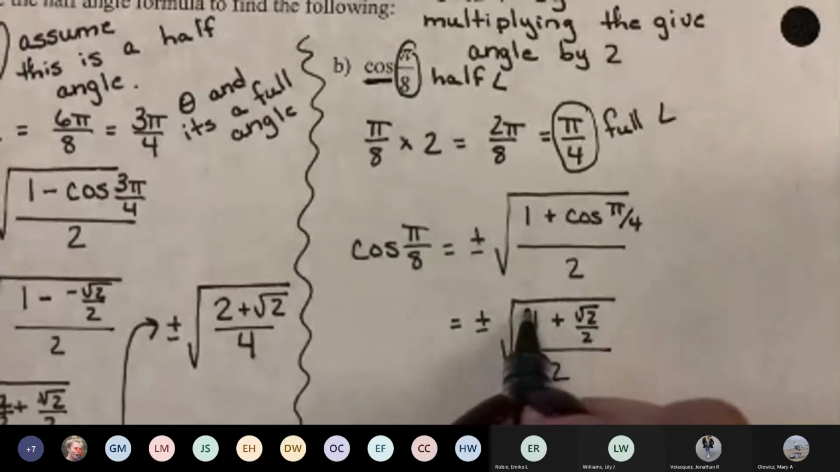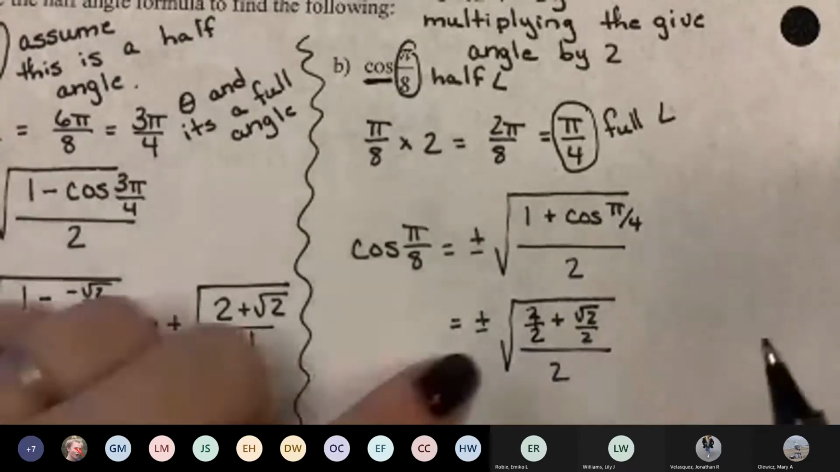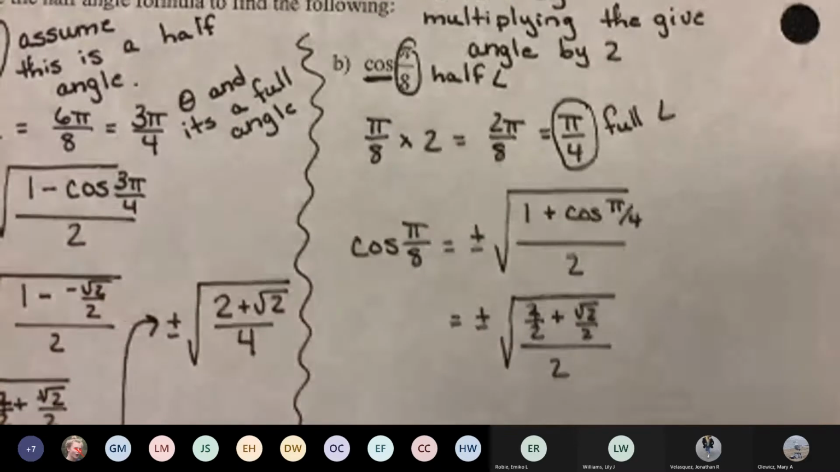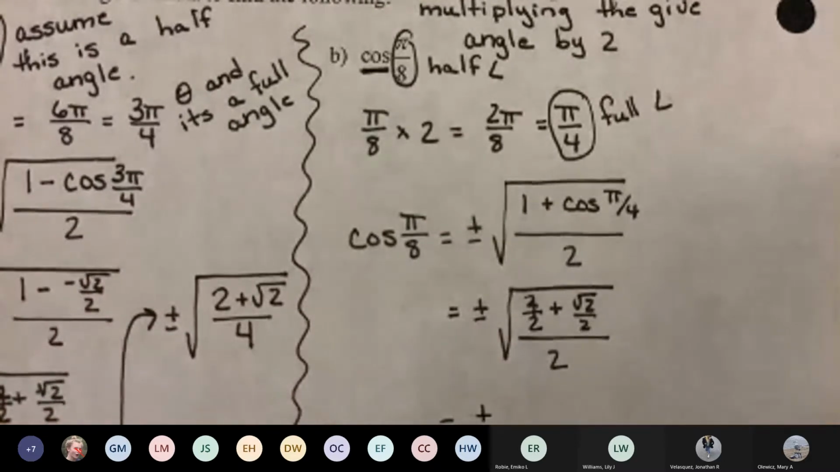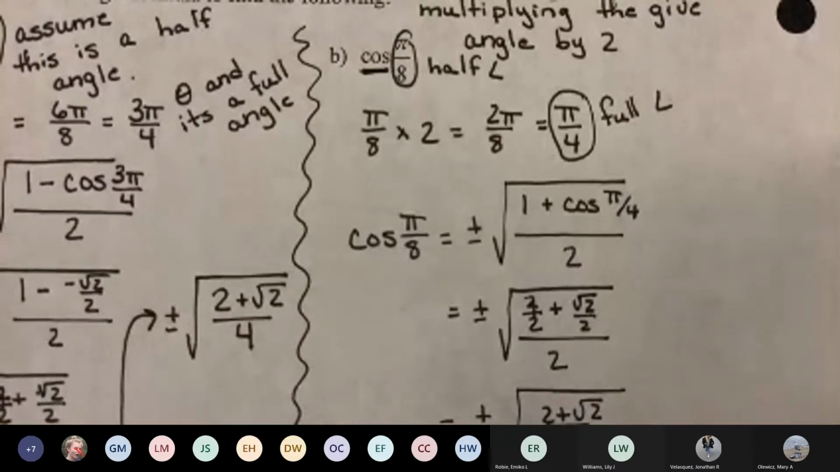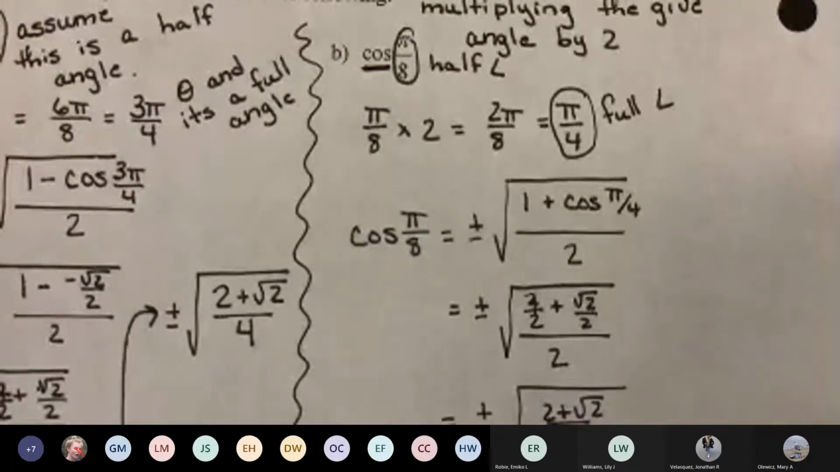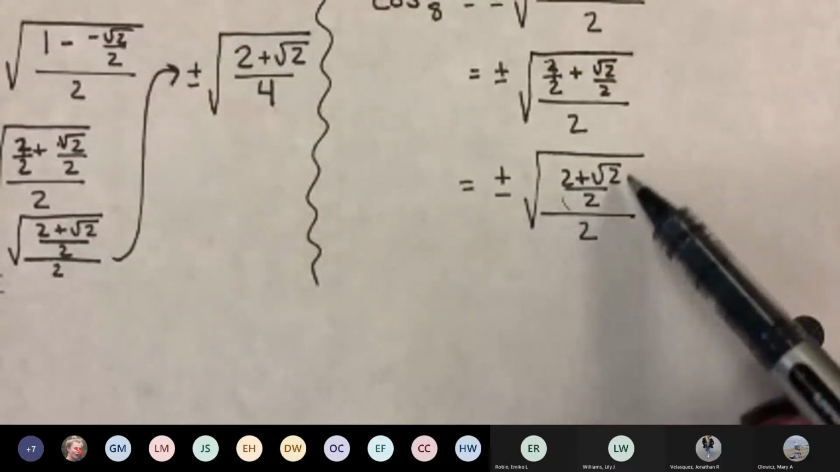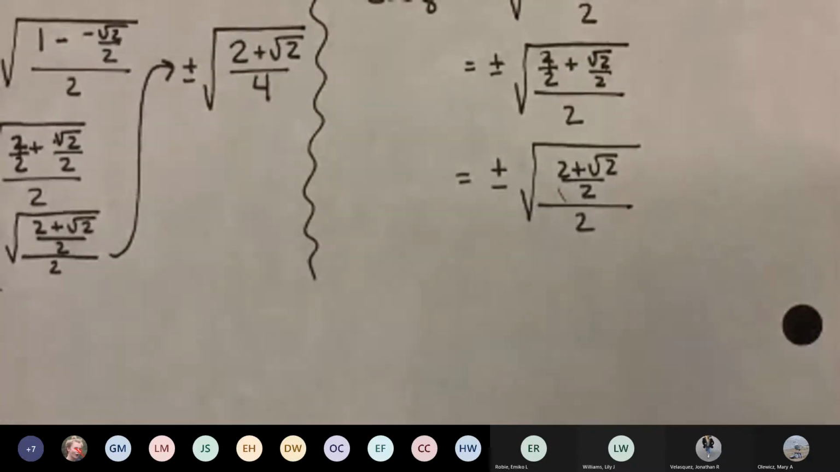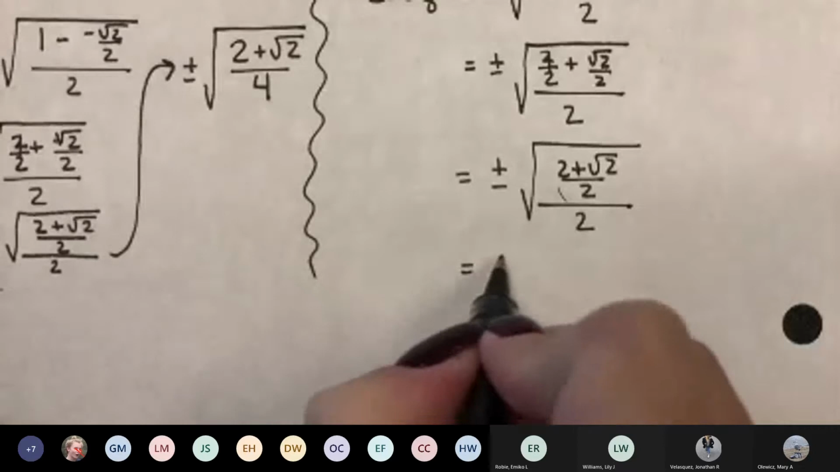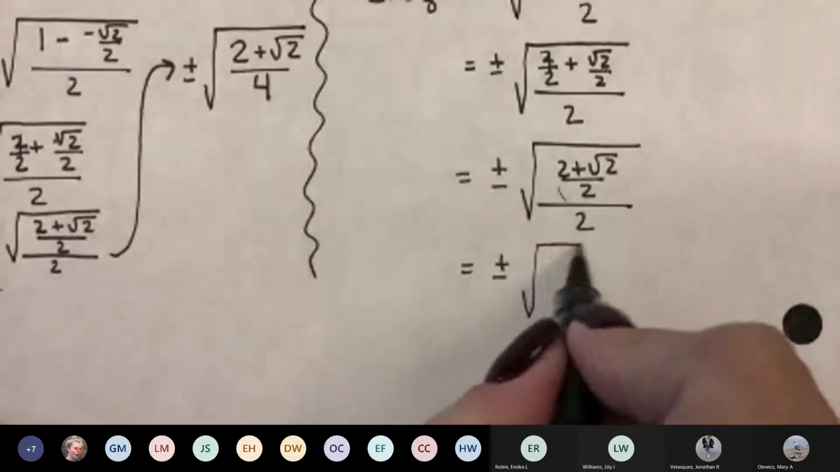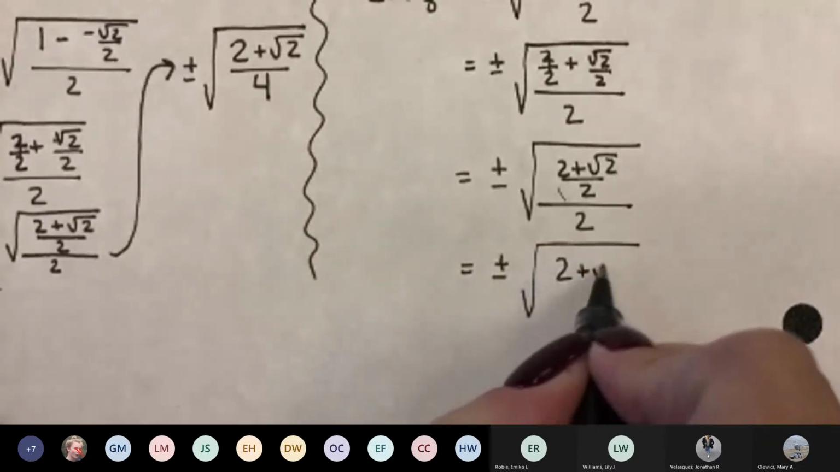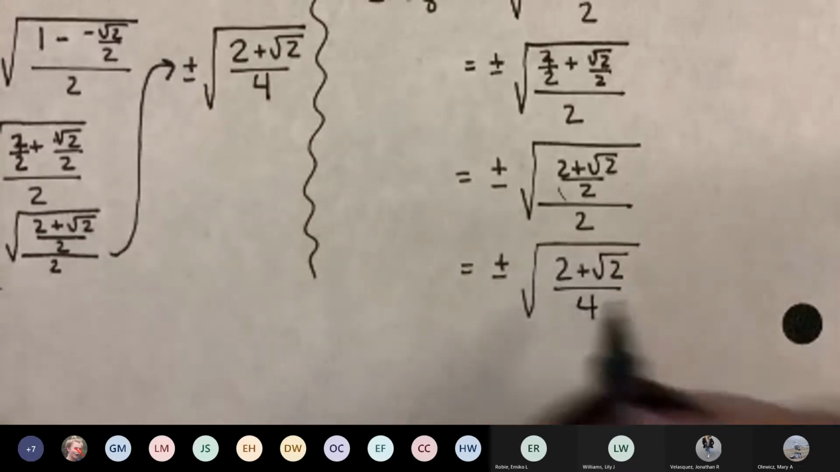Okay, we're going to replace that 1 with a 2 over 2 so that the denominators will match on the two fractions. Nice big radical. 2 plus square root of 2 over 2, divided by 2. And as you've heard me say multiple times today, if you divide a fraction by 2, you're going to make that fraction's denominator double. So our final answer is 2 plus square root of 2 over 4.